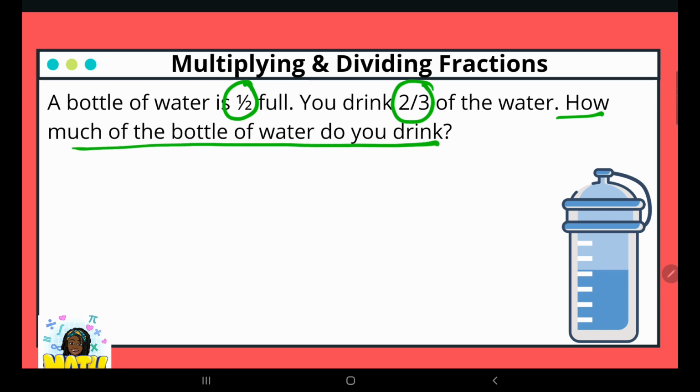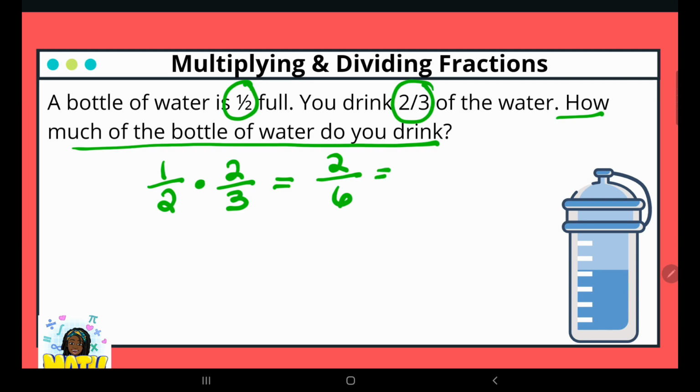So here, this is a multiplication problem. So you have 1/2 of the water, and you are going to drink 2/3 of that. Okay. So here the rule is the same. Multiply numerator with the numerator. 1 times 2 is 2. Denominator with the denominator. 2 times 3 is 6.